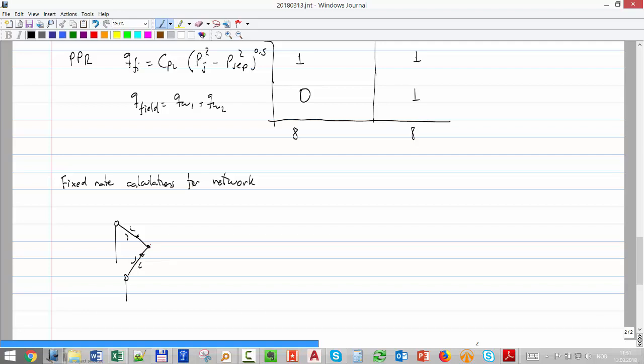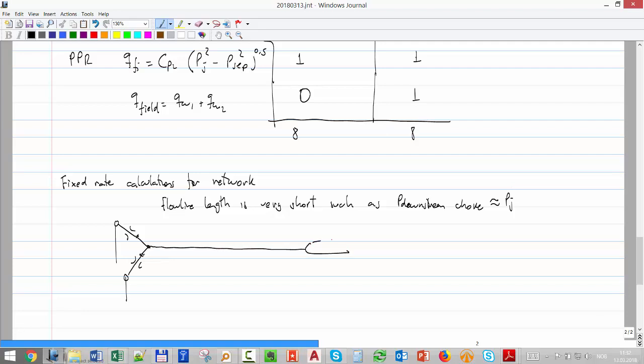such that we don't have to use a flow line equation. This is just an assumption to make our life a bit easier: the flow line length is very short, such that the pressure downstream of the choke is equal to the P of the junction. Just assume that we're going to make it very short, and you will see now why, because we can solve it graphically.